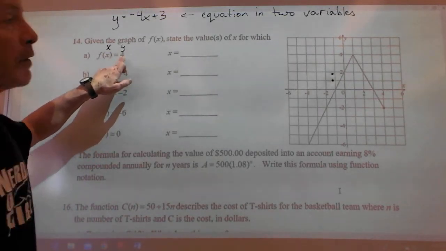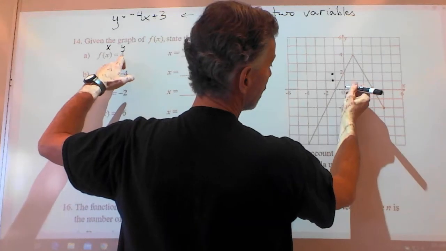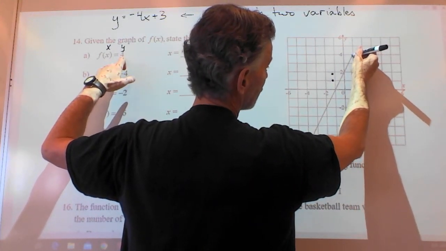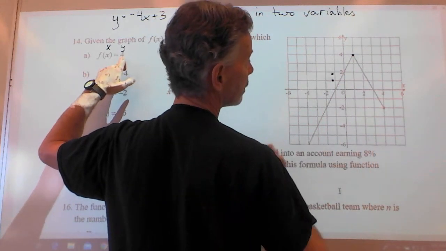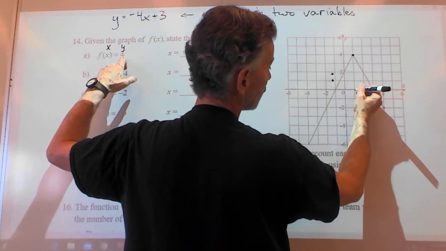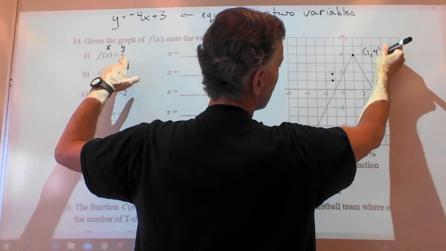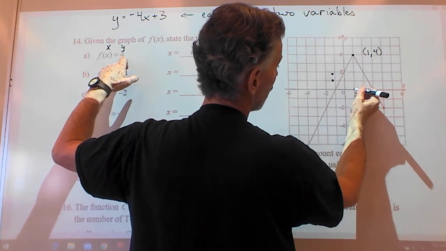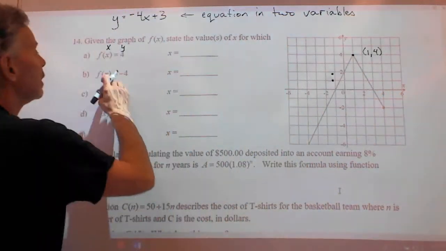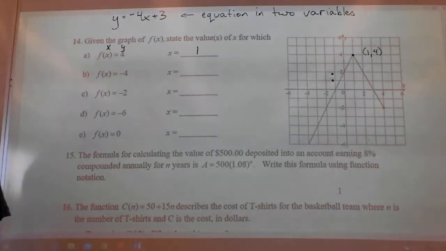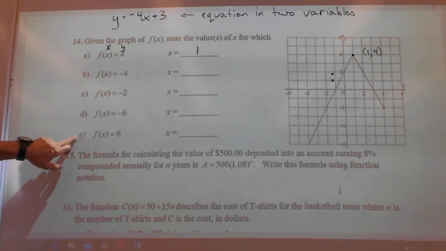For a y value of 4, there's our y value of 4. There's where the line crosses that, and it crosses it when x equals 1. So that means our ordered pair will be 1 across and 4 up. So f at x equals 4 when x equals 1. Okay? Now, sometimes, let's look at E.